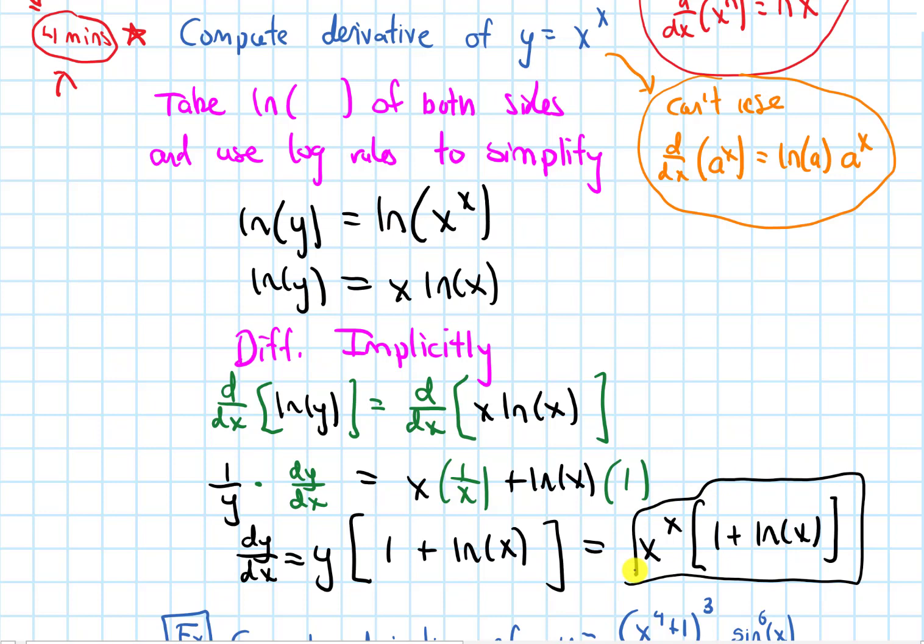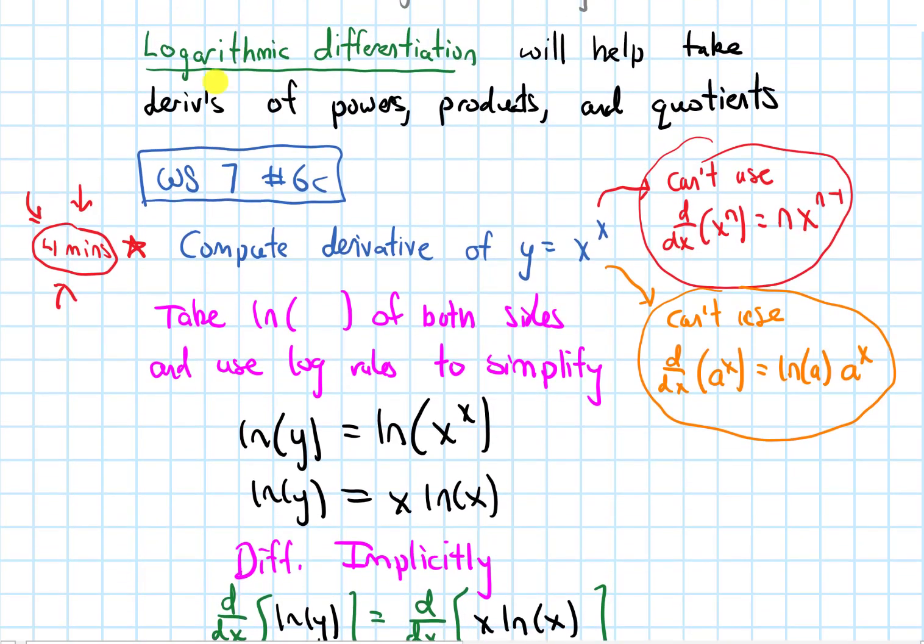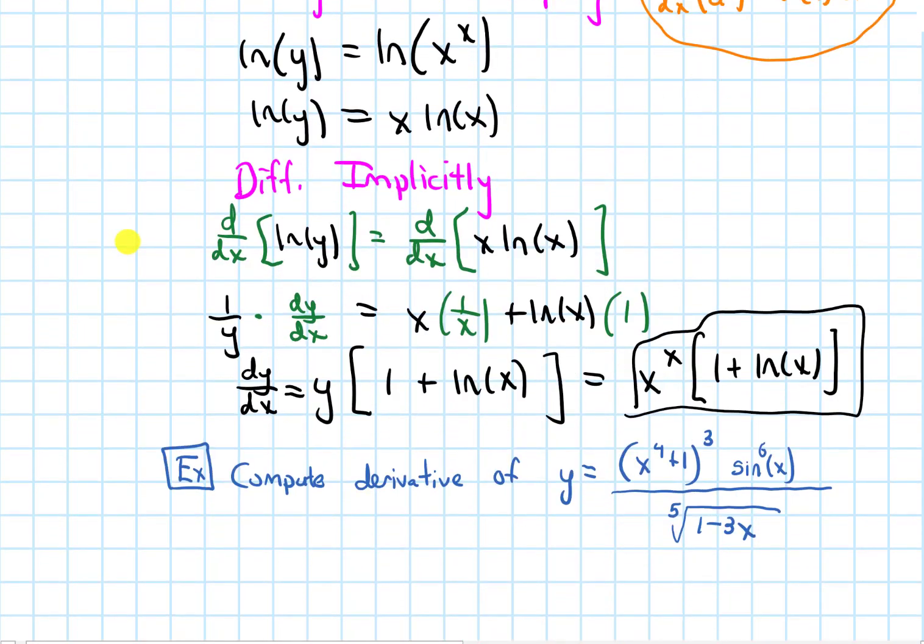Notice, the tip-off that logarithmic differentiation was going to be helpful was that I have a power here, this x in the exponent, and it wasn't something I could use one of my previous rules on. Specifically, I had variables in the base and in the exponent, and that's commonly something that we'll use logarithmic differentiation on. All right, let's do another example.